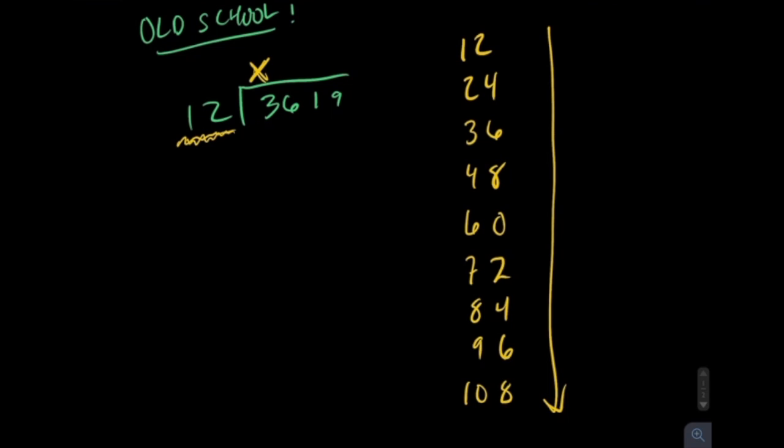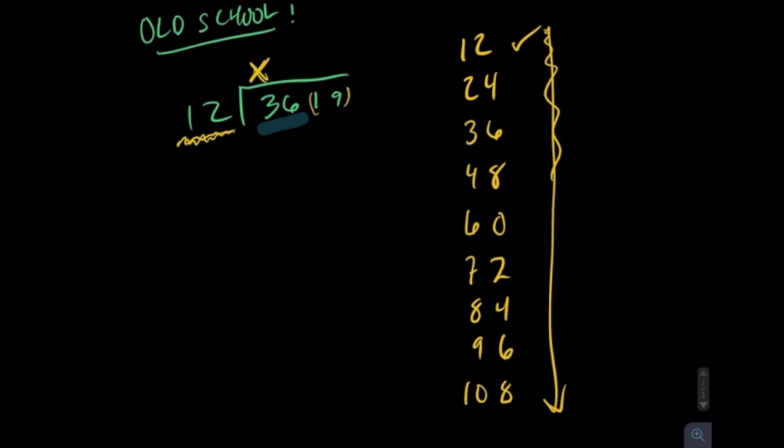Now we're going to talk about the 36. So now we're looking at the 3 and the 6. We're excluding the 19 for right now. It still matters in the problem, but we're not worrying about it. We're saying, with 3,600, can I share those 3,600s to 12 people? Or is there a multiple over here in my multiples column that is equal to or really, really close but less than 36?